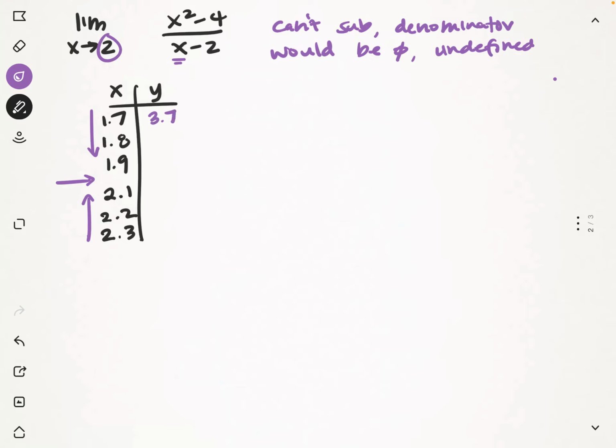And then we're going to repeat it. So we have 1.8 squared minus 4 divided by 1.8 minus 2, which is 3.8. Same thing again, 1.9 squared minus 4 divided by 1.9 minus 2, which is 3.9.